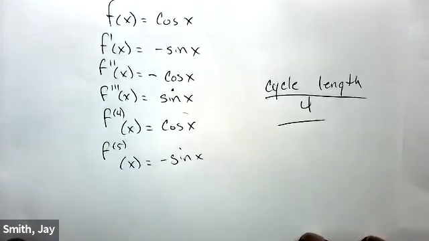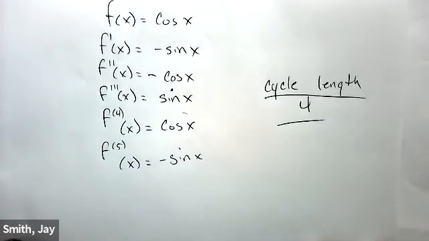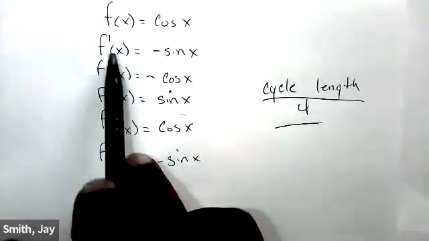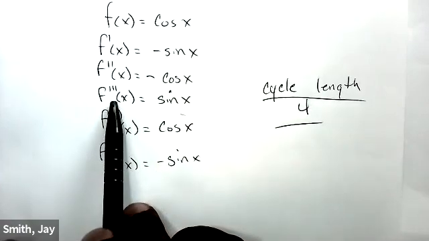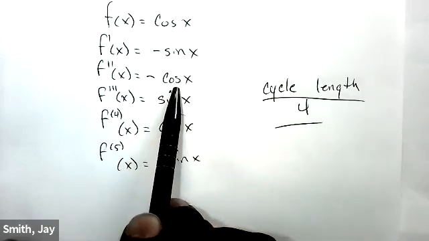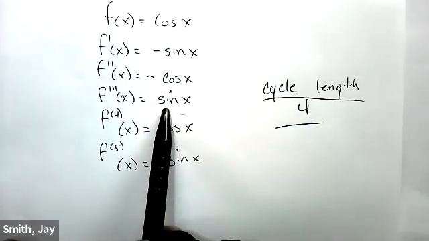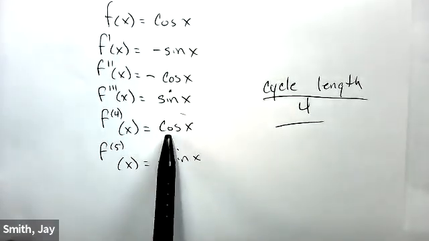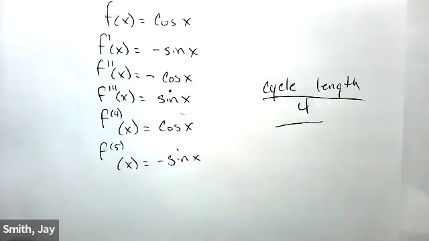which means that any derivative that is divisible by 4, we know is just going to be cosine x. And if it's not divisible by 4, that means it has a remainder of 1, 2, or 3. So if it has a remainder of 1, it's negative sine x. Remainder of 2 is negative cosine x. Remainder of 3 is sine x. Can't have a remainder of 4 because that means it's divisible by 4. And if it's divisible by 4, our answer is cosine x.